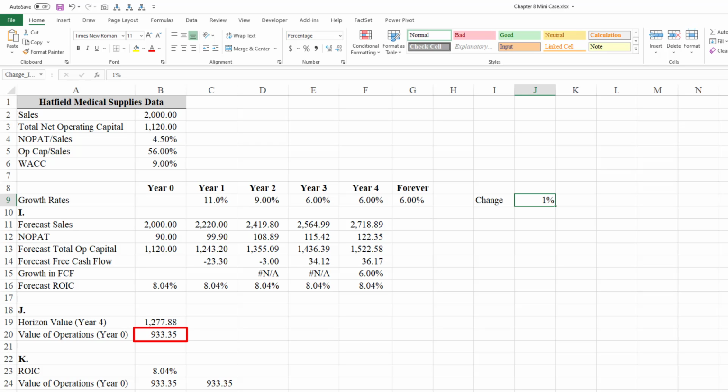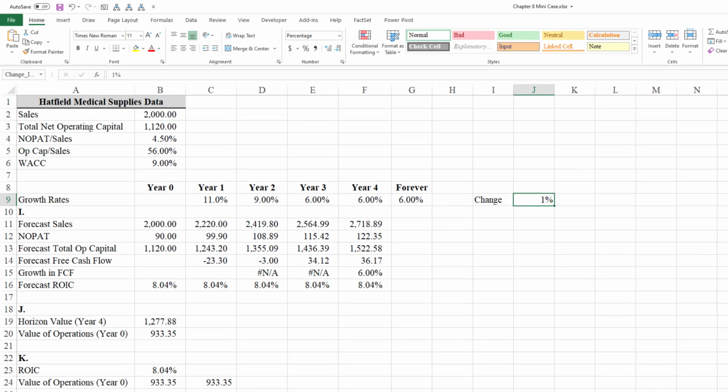Now, that seems strange to a lot of people. If the company is growing more quickly than they were previously, you would expect that the value of operations would increase, not decrease. But remember, Hatfield Medical Supplies is destroying value. So when they grow more quickly, they're simply destroying value more quickly. So they're digging that same hole, but they're digging it even faster now. And that's why the value of operations declined.